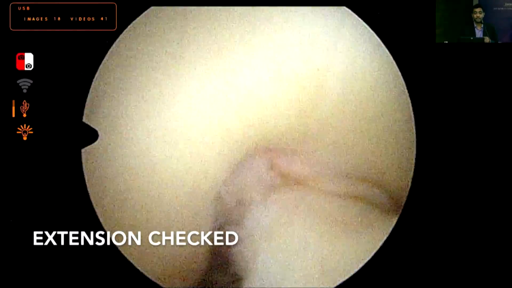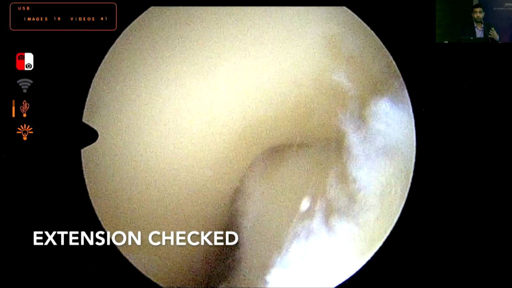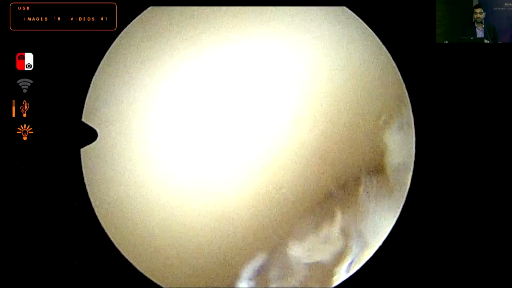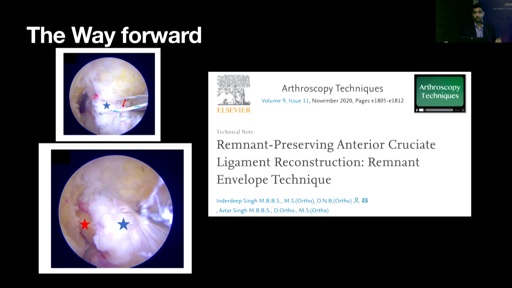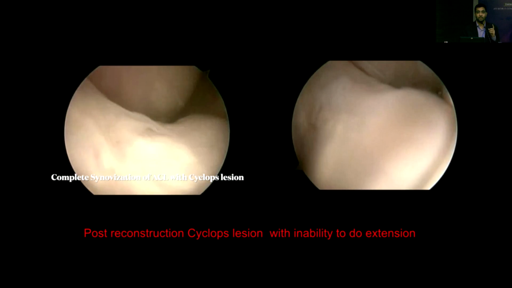You also have to check whether extension is possible. Because of so much graft present inside, there can be some extension problem. So what is the way forward? Again, while going through the literature, there's a paper by an Indian author in Arthroscopy Techniques, which describes taking sutures through the remnant stump, passing them across and tying them onto the endobutton. That is something that I do not do, and therefore that is the way forward for me personally. What are the complications of remnant preservation?